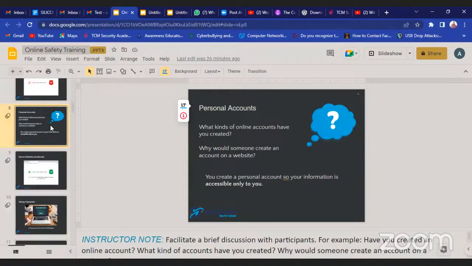So now, let's talk about personal accounts. Have you created an online account? What kind of account have you created? Why would someone create an account? For example, you have a Google account, that's why you're able to access this training. And I believe most of you are on Facebook, like someone earlier said that they are in the capacity of a social media user.